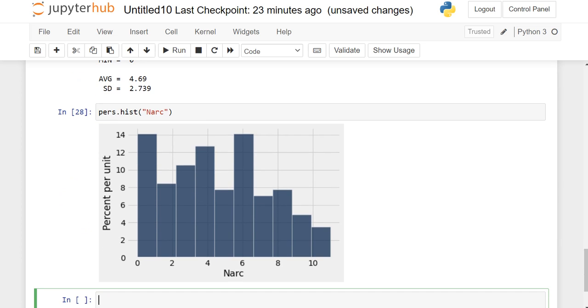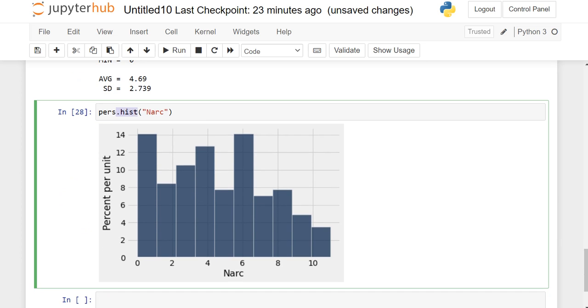And the fun thing about .hist is I don't have to do any select. I just point it at a table and tell it the variable, and it will do it.